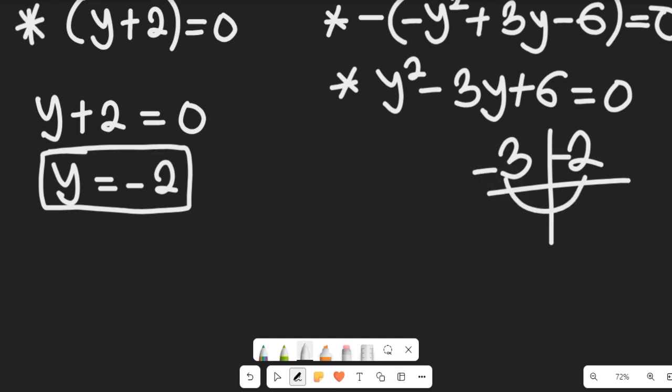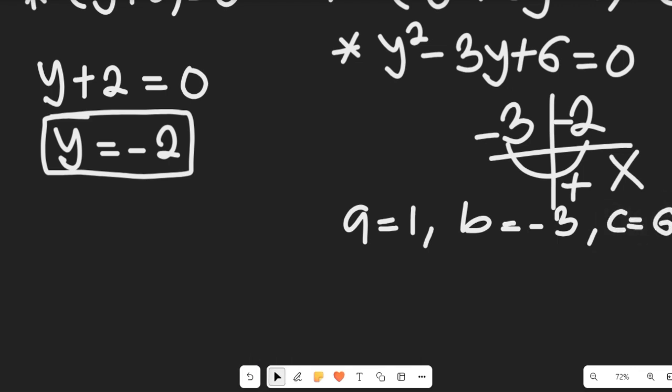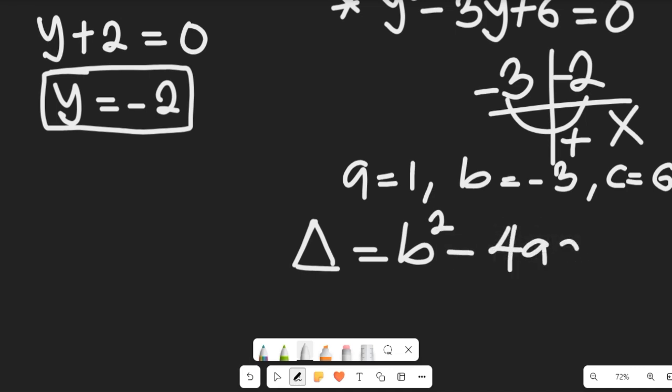But can the addition of these two values give us 3? It's not possible. So that means definitely we are thinking that the solution to this will give us an imaginary solution. Now, how can we do that? The best way to find out is to look for the discriminant. From that expression, you see that your a is equal to 1, your b is equal to negative 3, and your c is equal to 6. So we're going to look for the discriminant of that quadratic expression. The discriminant will be equal to b squared minus 4ac.